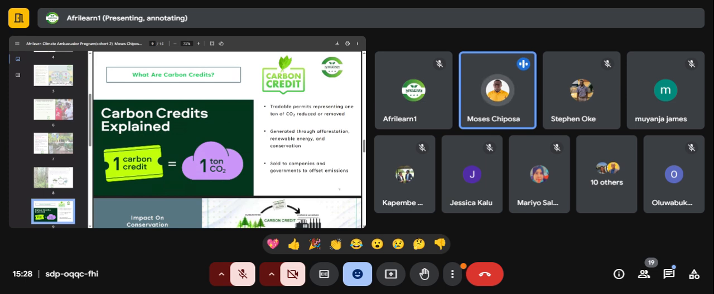Now, why are carbon credits important? Number one, they help businesses take responsibility for their emissions and then support environmental projects that absorb or prevent the carbon dioxide, and encourage the transition to a low carbon economy. In short, fighting climate change.